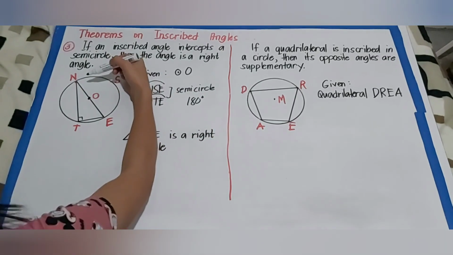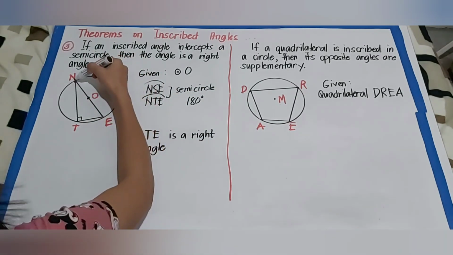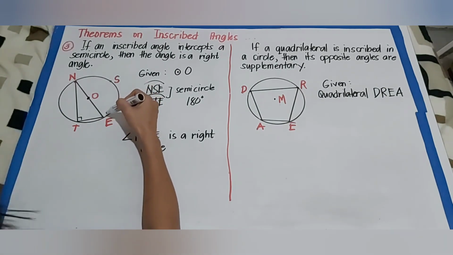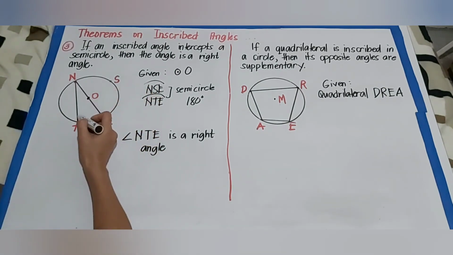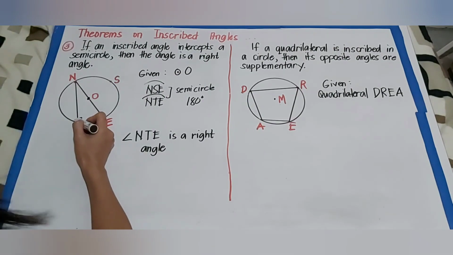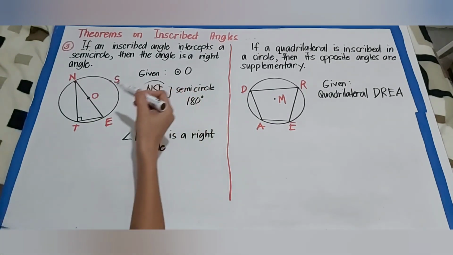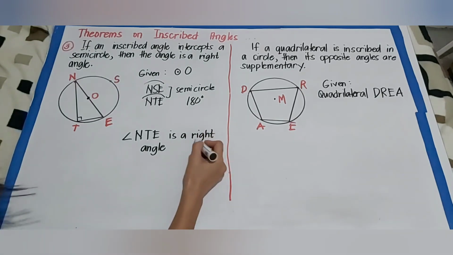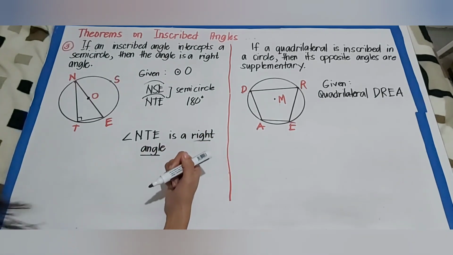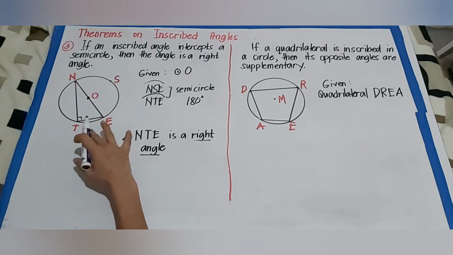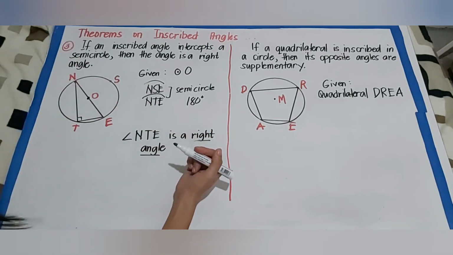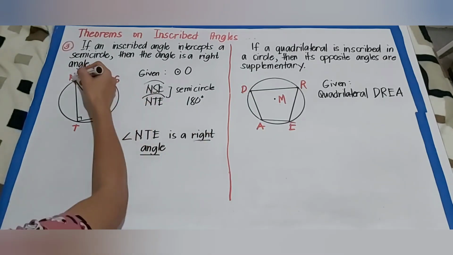So, kung na-intercept ni NTE ang semicircle na 180 degrees ang measurement, automatically, it will be 90 degrees. Kasi kalahati ng 180 ay 90 degrees. At since 90 degrees angle na siya, so that is an example of right angle. Even without writing down the measurement, we all know that NTE is a right angle because of the semicircle which was its intercepted arc.